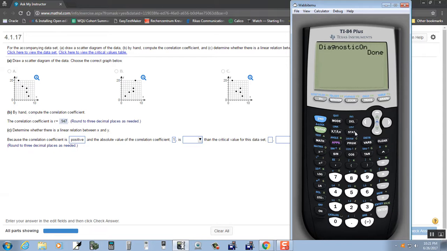Now we want to do a stat, so push your stat button, right arrow to calc, and then we want to choose linear regression. And do enter and enter again. And the R is the 0.947. So that's where you get that at.